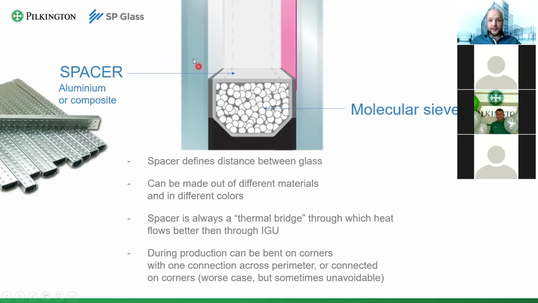Usually the spacer material is aluminum. The cheapest, the safest, and the most widely used solution for the spacer. Aluminum has many advantages. It is very technological, meaning it can bend on the corners easily. Cheap again, reliable, and aluminum has very good adhesion to the primary and secondary sealant. Everything is good apart from one thing.